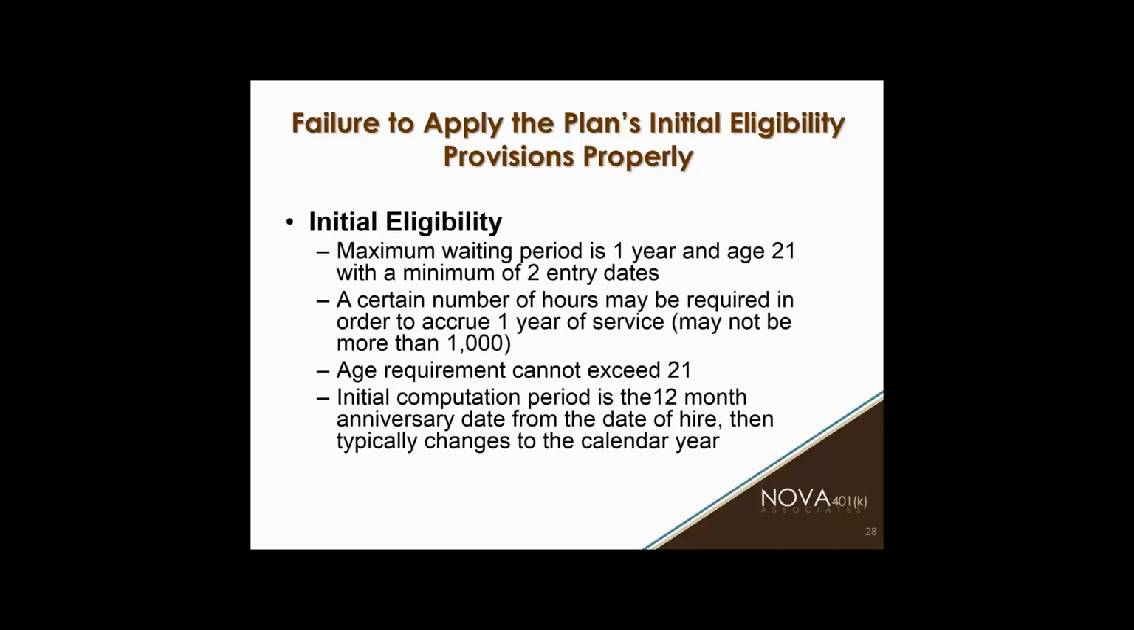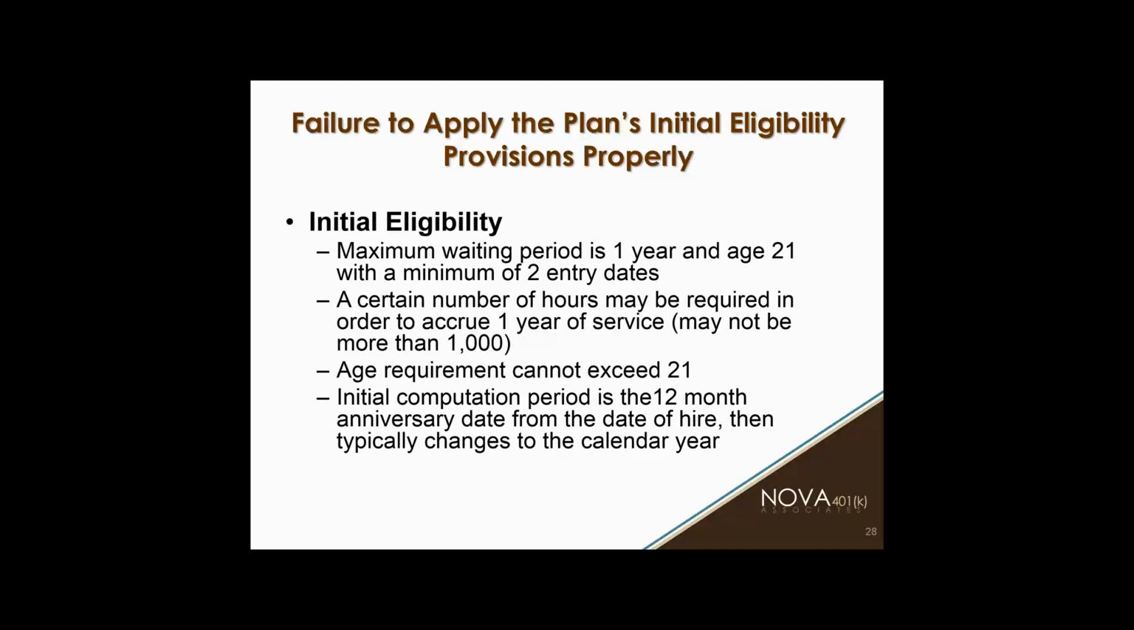So just so you know, I like to go over how you actually compute and determine when people are eligible. We're not going to go over every circumstance, but one of the more common waiting periods is the maximum period. The longest any 401k plan can hold someone out is 1 year and age 21 as requirements, with a minimum of 2 entry dates.